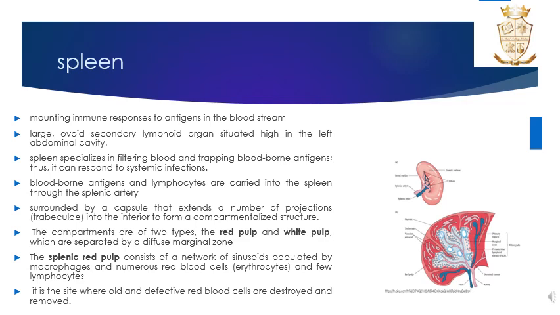It is from a compartmentalized structure. There are two types of compartments, red pulp and white pulp, which are separated by a marginal zone. The red pulp consists of a network of sinusoids populated by macrophages and numerous red blood cells or erythrocytes and few lymphocytes. It is a site where old and defective red blood cells are destroyed and removed. So, the spleen is also called the graveyard of erythrocytes.